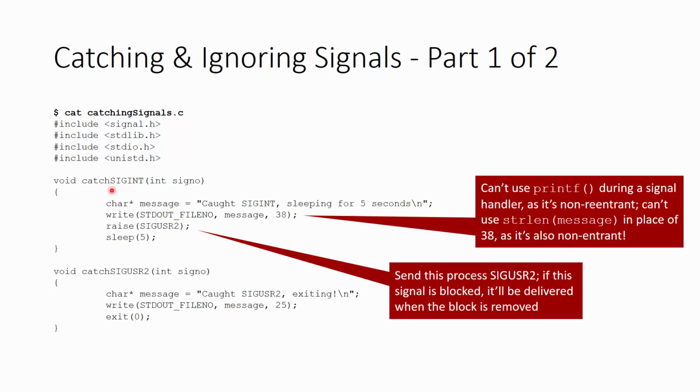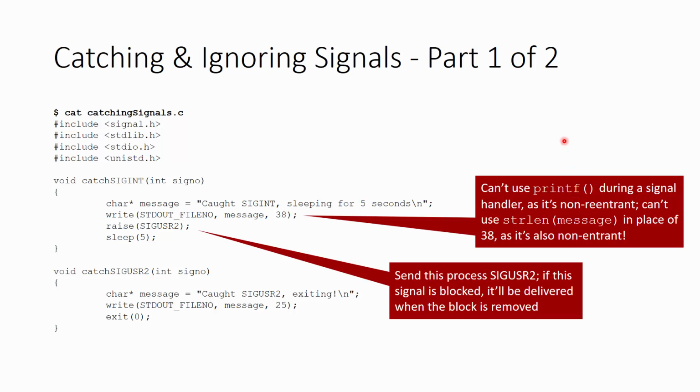Inside the SIGINT one, for example, we've got a string literal defined here called message, and it's simply saying that we caught SIGINT and we're sleeping for 5 seconds. Then we use the write function to write that message to standard out, and we manually have to indicate 38 bytes. And we can't use printf here.